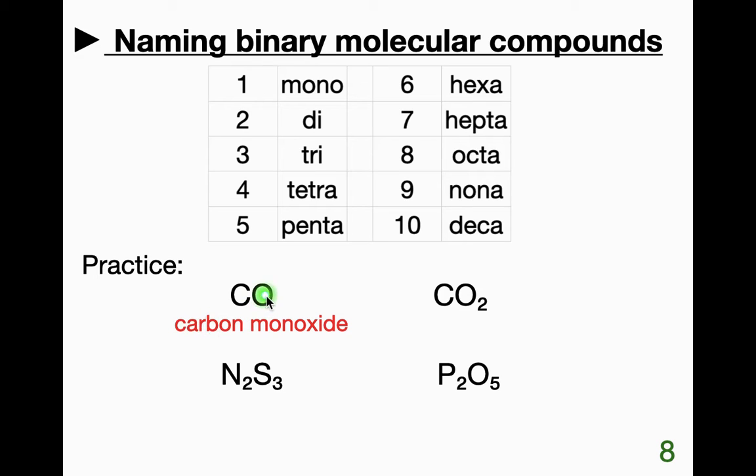But as you can see, if the second element is 1, we do say mono. So this is carbon monoxide, not monocarbon monoxide. But if there's more than 1 of the first element, as we'll see in a second, we always use the prefixes. Now, just like an ionic compound, we always end the name with IDE. So whatever the second element is always ends in IDE.